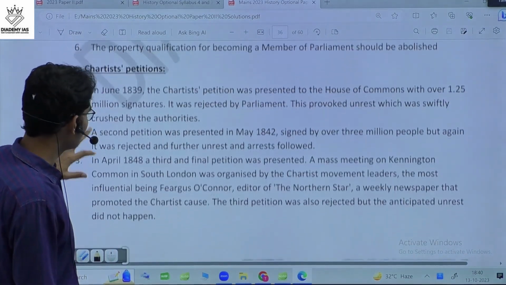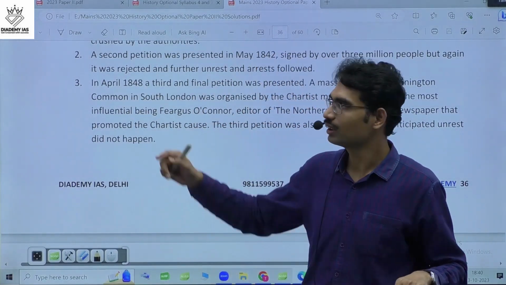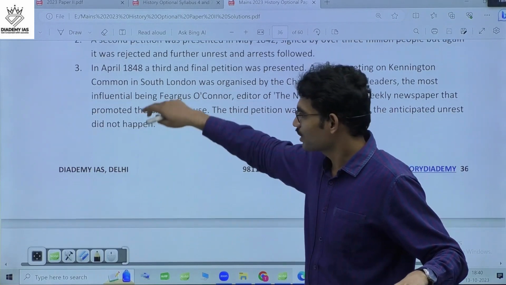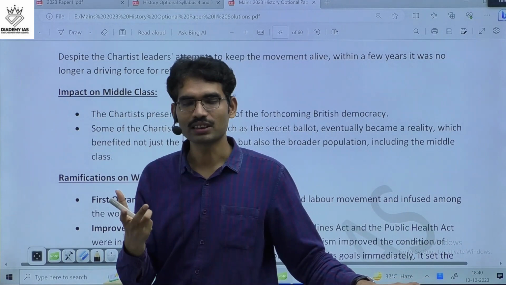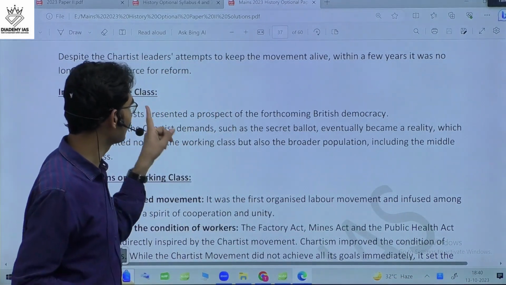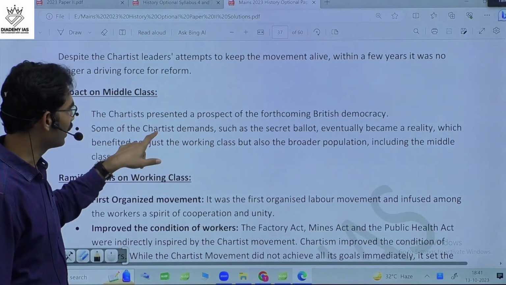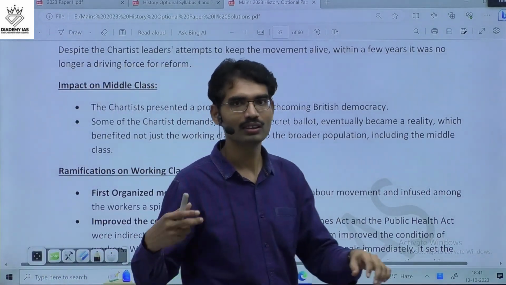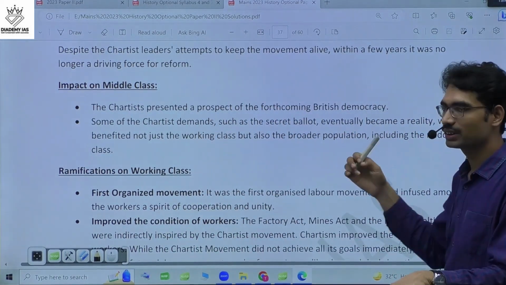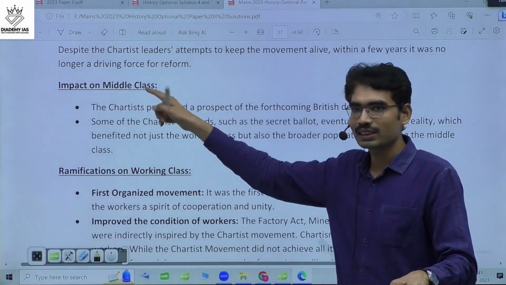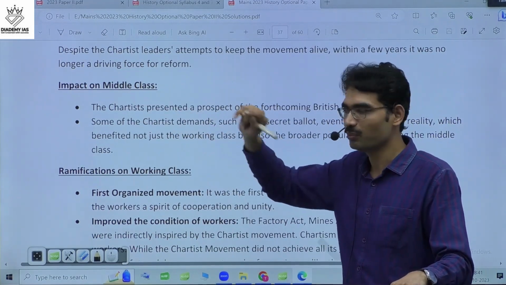These Chartist petitions were submitted to the parliament, but parliament did not accept them immediately. But how did it affect things? First one, the middle class. The question is about how it affected the middle class. Initially they did not accept it immediately, but gradually, over a few decades, they accepted it, and more members were given opportunity in the parliament. Now, British democracy got strengthened. The middle class always wanted more democratic principles. That is how it satisfied the middle class.